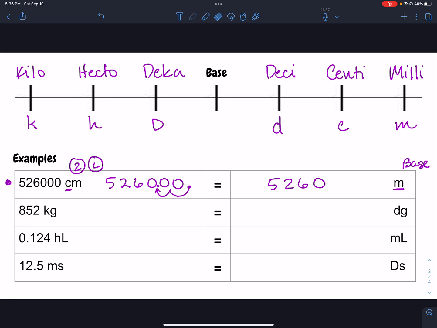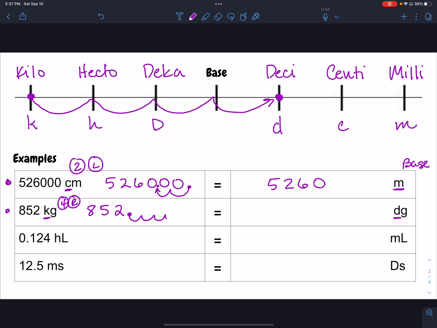Let's erase this. All right, for this one, we have 852 kilograms, and we're going to decigrams. So we're going to start up here with kilo, and then we're going to work our way down to deci. All right, so I'm going to rewrite my number, 852 decimal, and then I'm going to go up to my line. I have 1 hop, 2, 3, 4 hops, and I'm moving to the right. So I'm going to do the same thing with my decimal, 1, 2, 3, 4 hops. So here's my new decimal position.